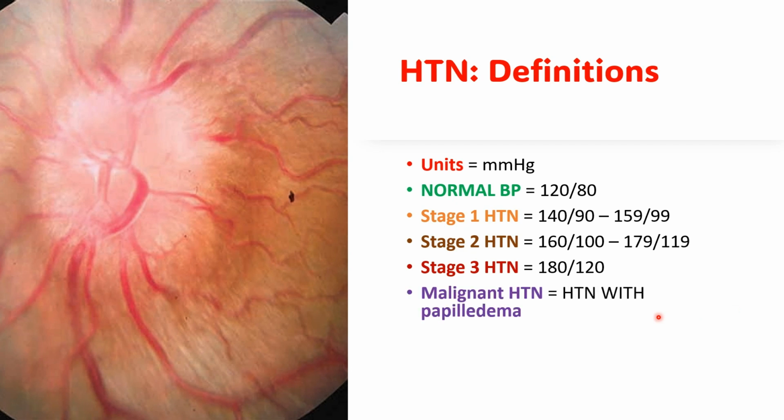So, malignant hypertension is an important definition to understand. It's very important. It's hypertension with papilledema. Papilledema is essentially swelling of the optic disc.